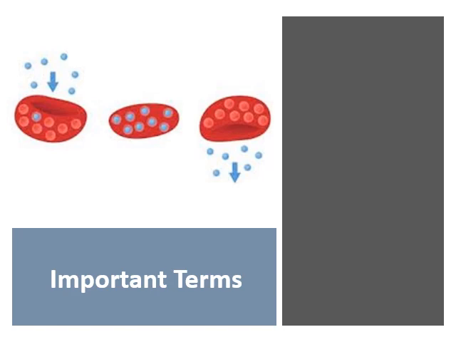The second important term is the oxygen capacity of the blood. The oxygen capacity of the blood is the maximum volume of oxygen that can be carried by hemoglobin when the hemoglobin is fully saturated with oxygen.